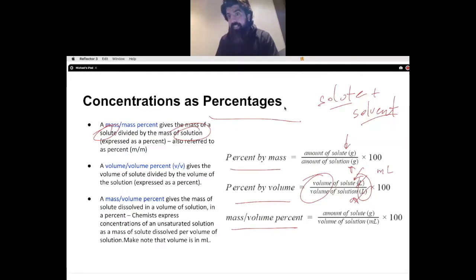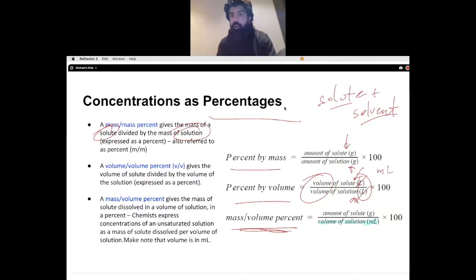And lastly here, a mass volume percent gives the mass of the solute dissolved in some kind of volume. Understand though, here is a unit that is a must, and let's highlight that here.